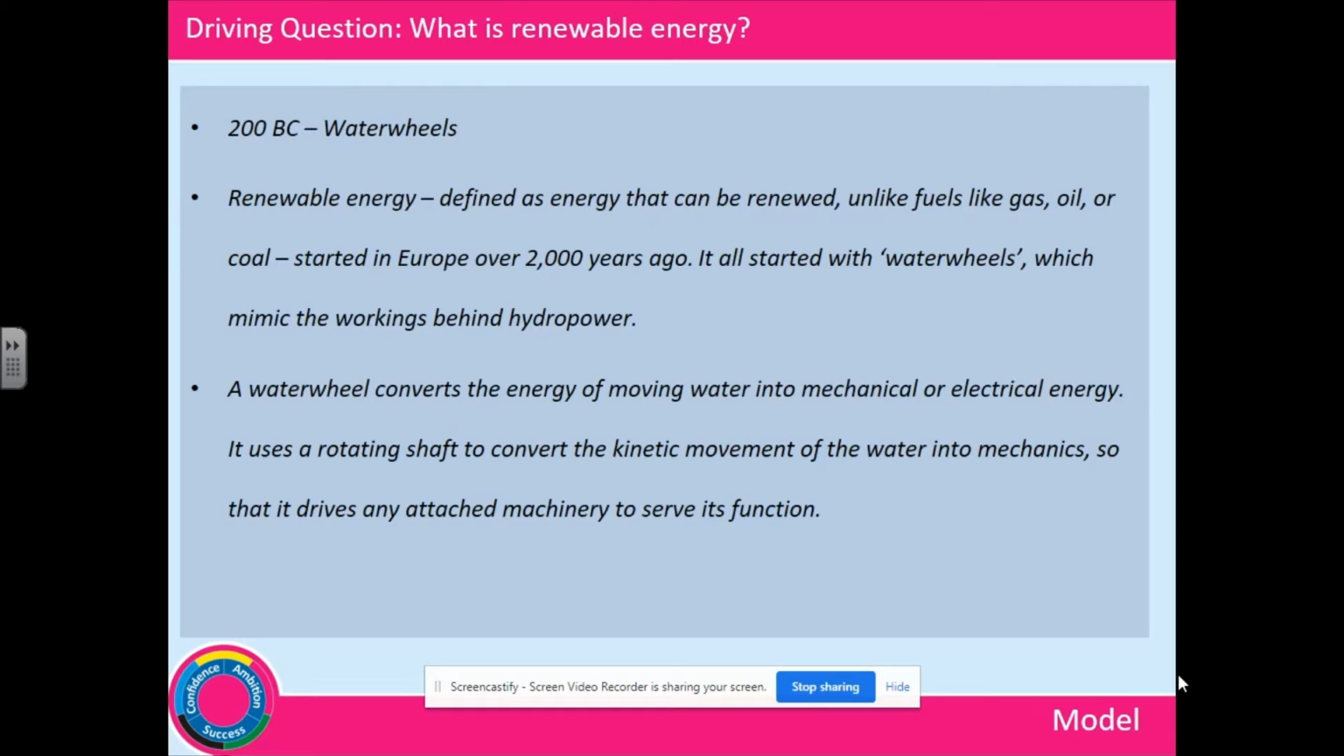It all started with water wheels, which mimic the workings behind hydropower. A water wheel converts the energy of moving water into mechanical or electrical energy. It uses a rotating shaft to convert the kinetic movement of water into mechanics so that it drives any attached machinery to serve its function. So just by basically allowing water to run through the system, it generates electricity.